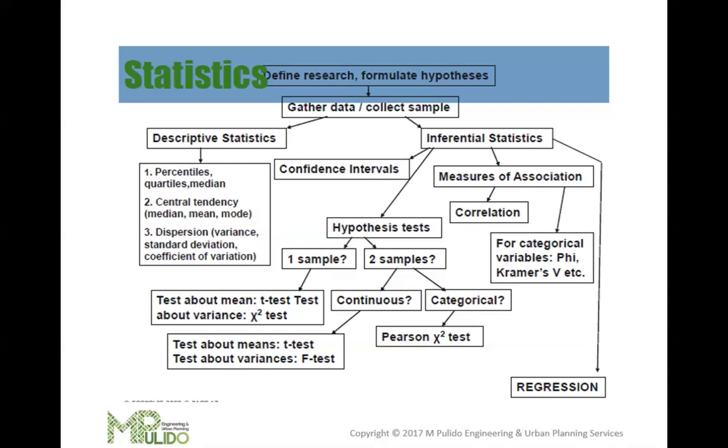Then there's regression. It is a vital tool for analyzing data and making informed decisions. By using both descriptive and inferential statistics, researchers can summarize data, test hypotheses, and make predictions. Understanding these statistical methods and their applications allows researchers to draw meaningful conclusions and provide insights into various fields of study like urban planning. So we can go to the next slide.